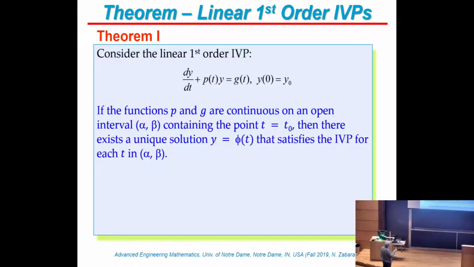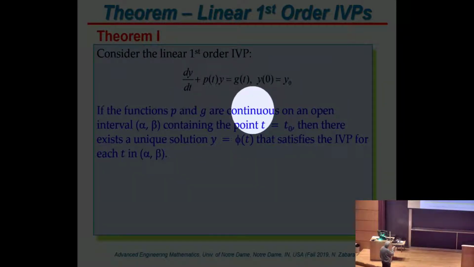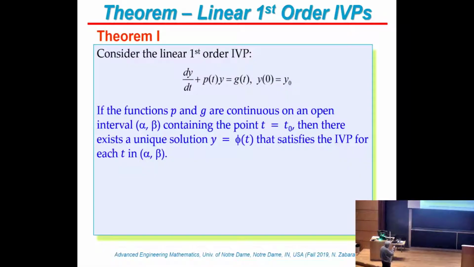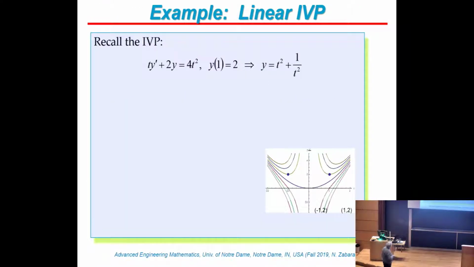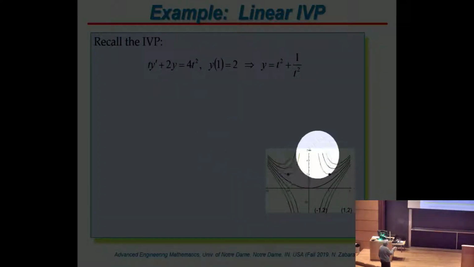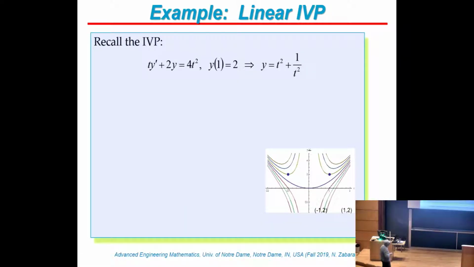All right, so what does it say here? If the functions p and g are continuous. These are functions of time only. So look at this equation and tell me, for the solutions that satisfy this initial condition, the ones that have t greater than 0, are p and g continuous in some interval around the initial condition? At what point are the functions p and g not continuous?